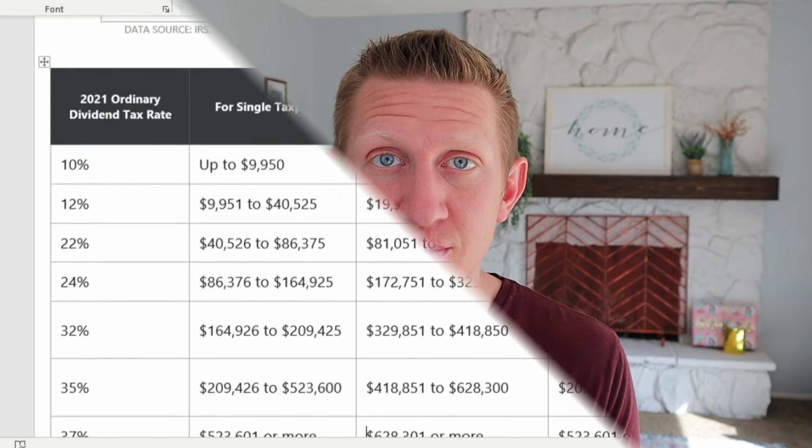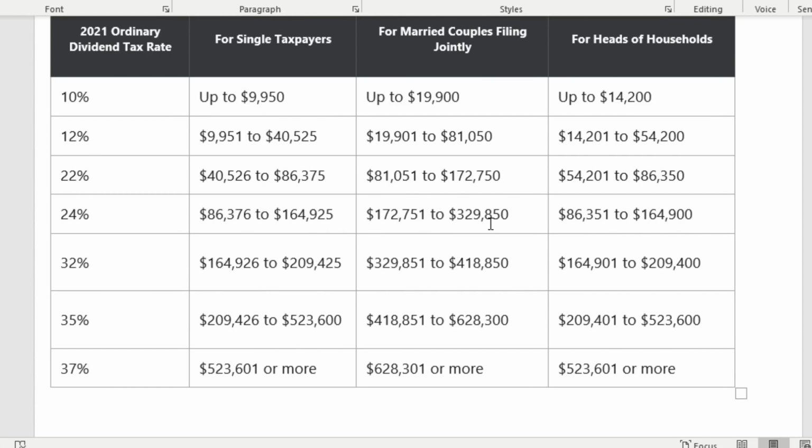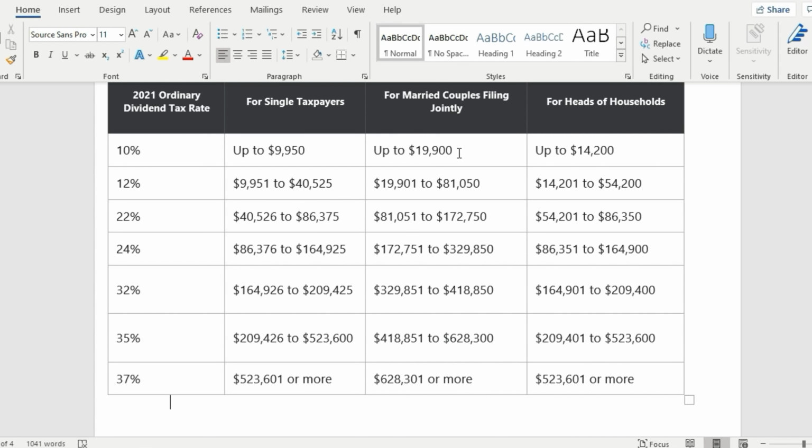Now, if you don't have qualified dividends, then you are subjected to the ordinary income tax rate. For 2021 here, a lot more tax rates. We've got 10, 12, 22, 24, 32, 35, and 37% tax brackets. So for the first $10,000 for single, then you would have a 10% tax rate. It would be $20,000 for married filing jointly.